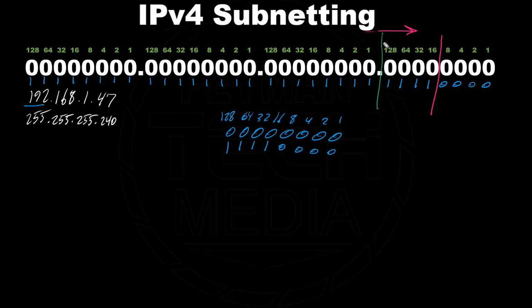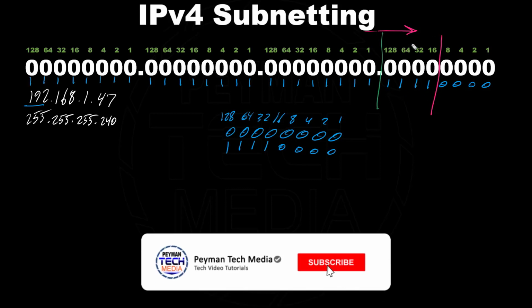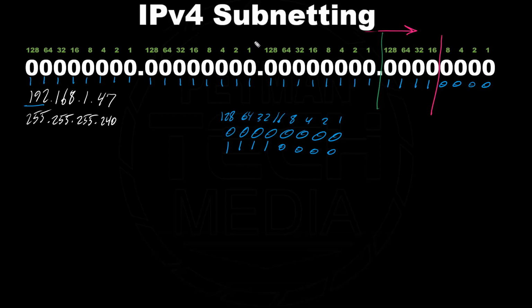Anytime we move this cut line to the right, we will have fewer IP addresses and more subnets. When we move the cut line to the left, we will have more IP addresses but fewer subnets. We will talk about it more. That's known as supernetting, when we move the cut line to the left. Right now we are moving the original cut line to the right, so that's subnetting.